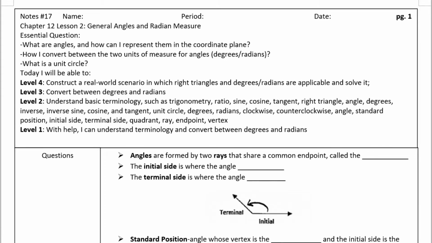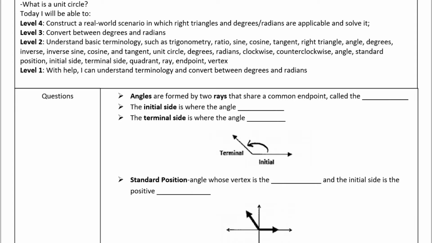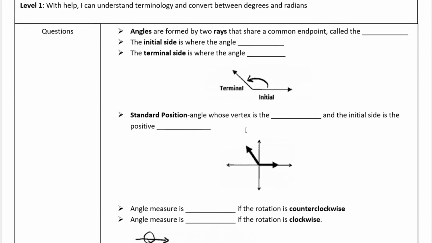Our basic understanding or mastery is to be able to know what the different measurements of angles are, convert between degrees and radians, and a little bit of the unit circle. So let's get started with the angles.